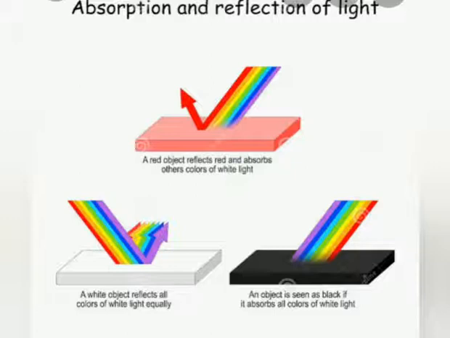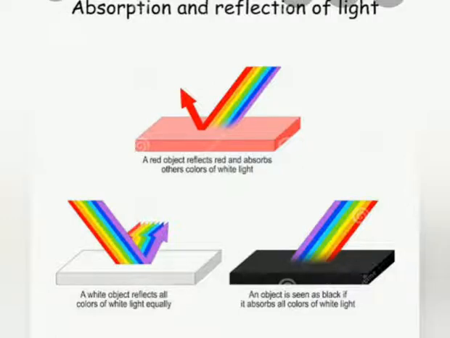Now the second situation, when all colors of white light are absorbed by the object, the object appears black because no color of light is reflected back by the object. In the third situation, when all the colors except one are absorbed, the object appears to have the color of the reflected light. Note this point: the reflected light. For example, a red rose in sunlight appears red because it reflects red light and absorbs all other colors present in the white light.